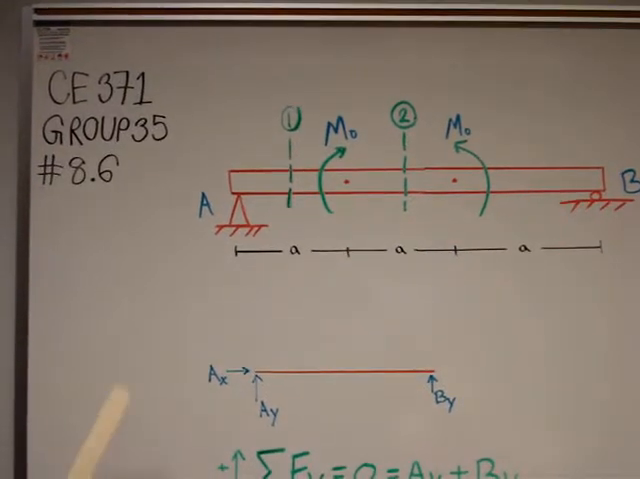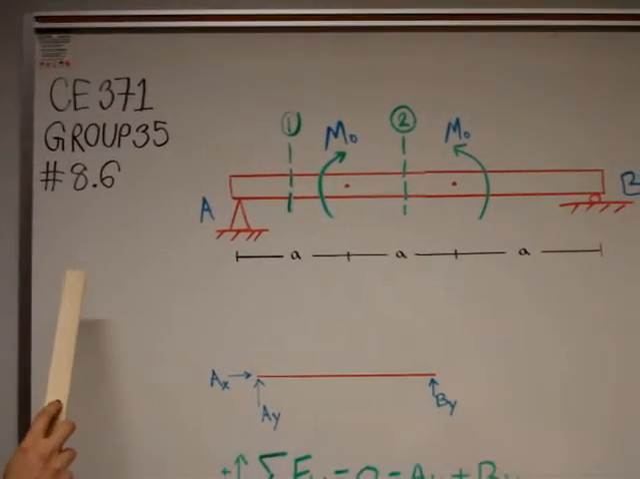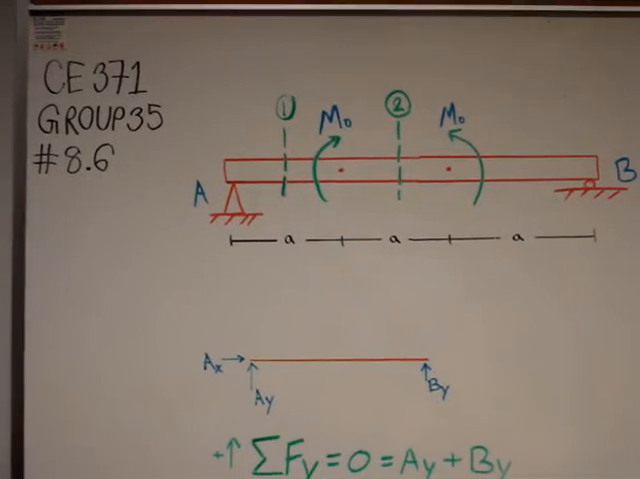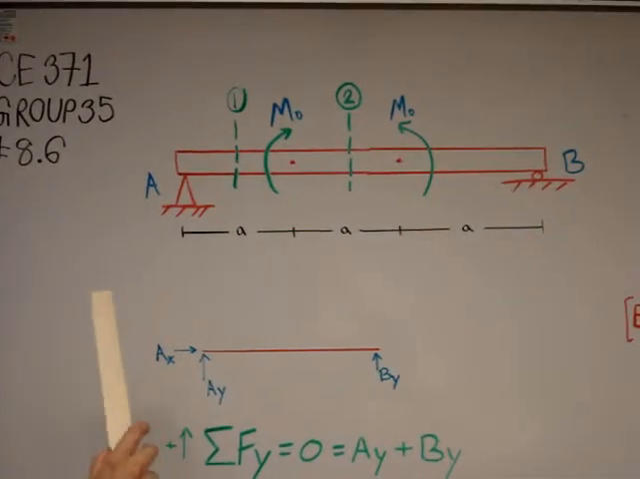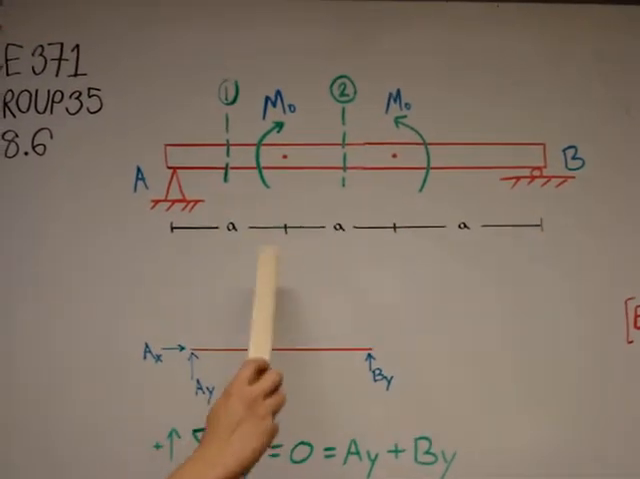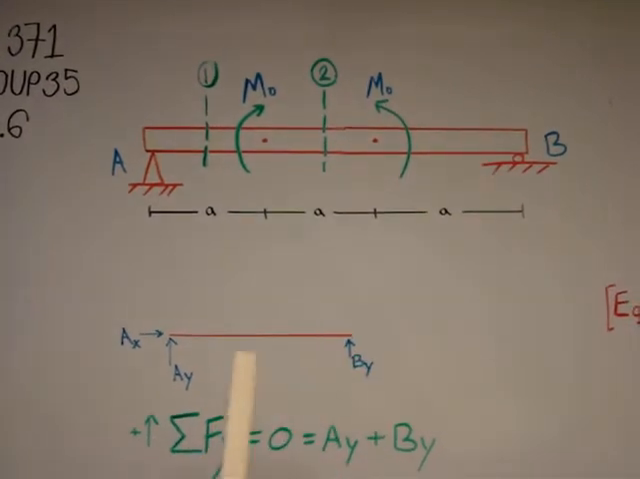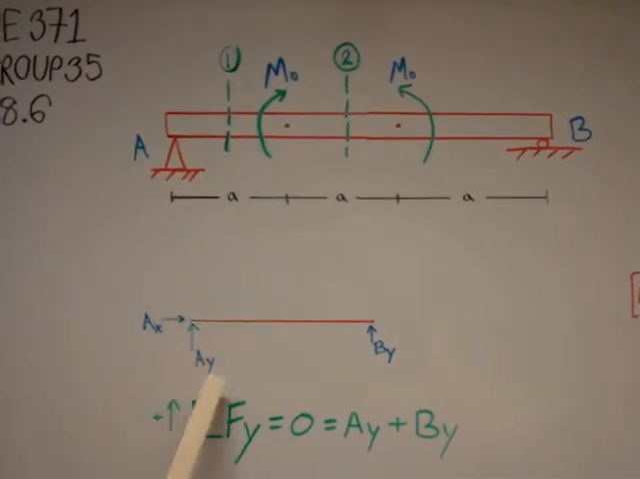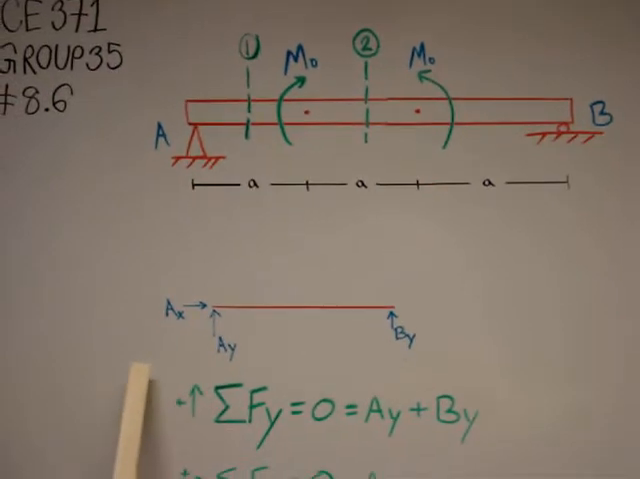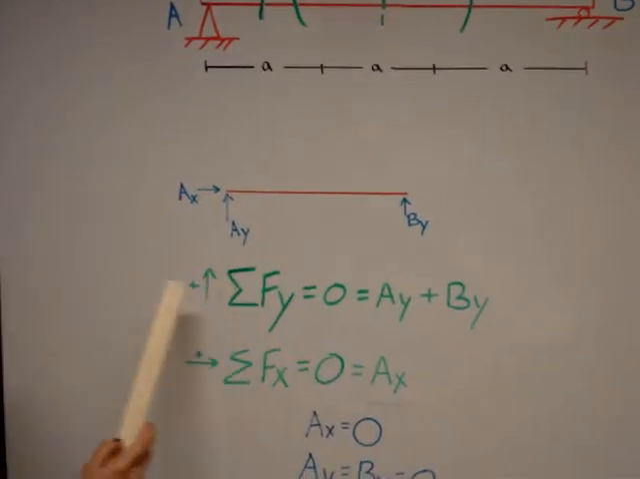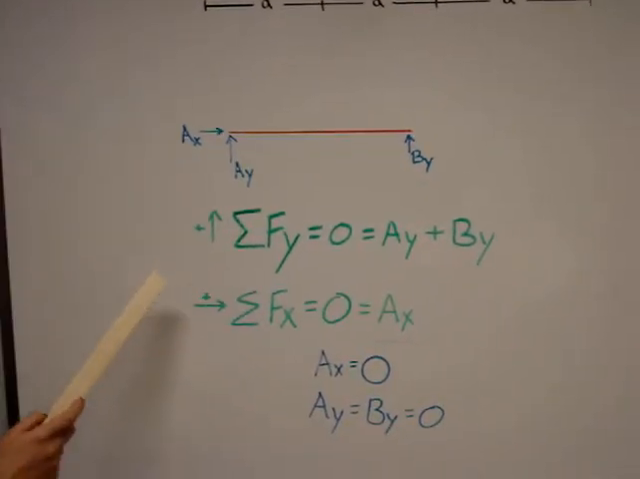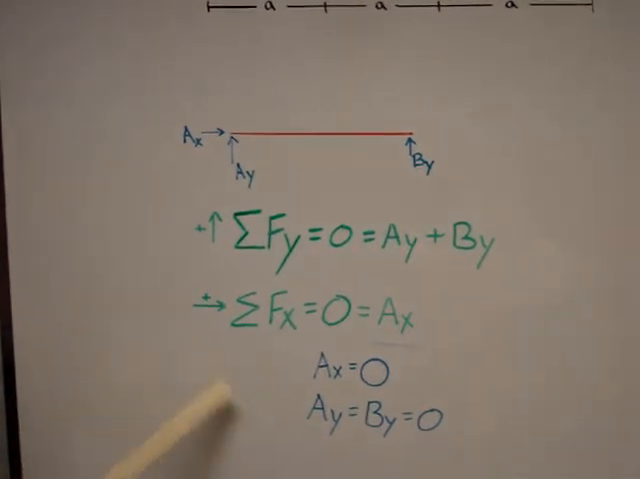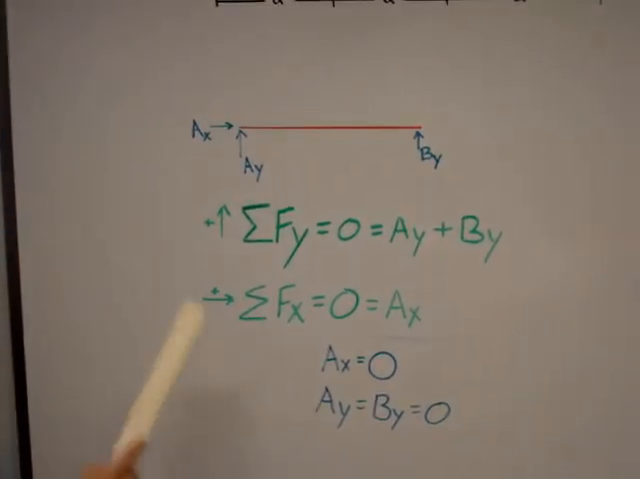Going. We're group 35, doing problem 8.6, and we're given a beam with two moments acting on it. To start off, we find the reaction forces using the free body diagram here, and we found that the reaction forces are equal to 0 because there's no force acting on it.